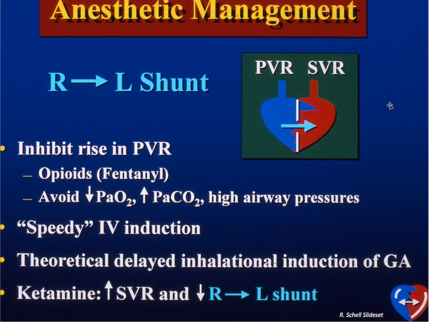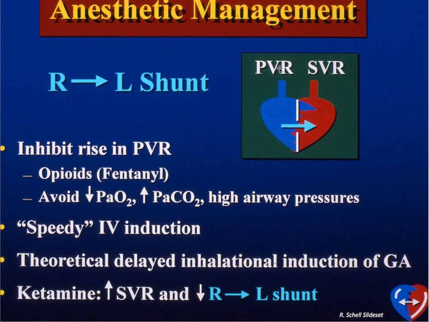Anesthetic management. One of the major points is balancing pulmonary vascular resistance and systemic vascular resistance. If you have a right to left shunt, as represented in the picture up at the top, you really want to avoid anything that increases pulmonary vascular resistance, because if pulmonary vascular resistance goes up, more blood is going to go from that right ventricle into the left ventricle, bypassing the lungs.